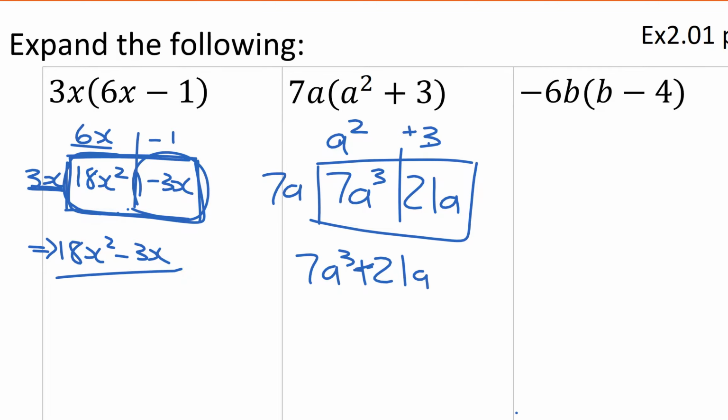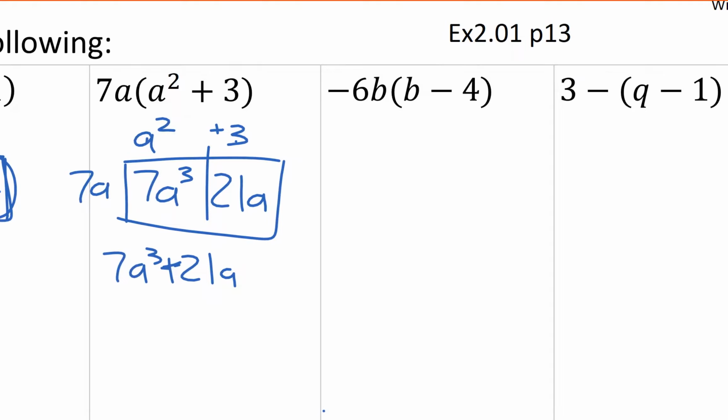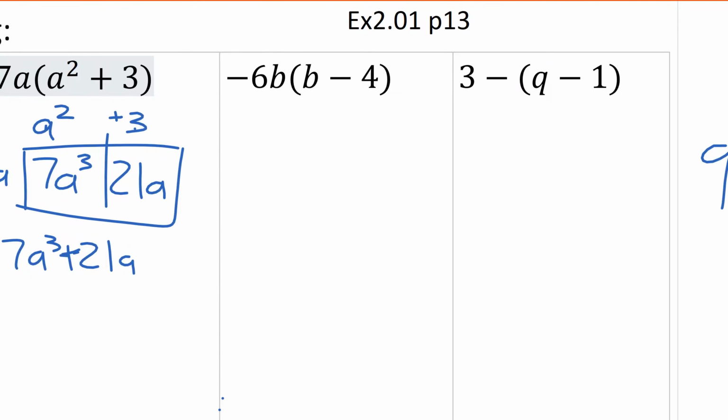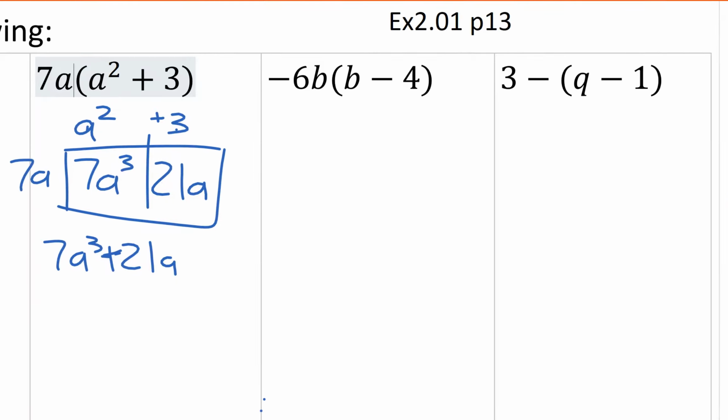Okay, the other one, the one that I learned when I was at high school, was the Kiwi method. Now it's exactly the same. Because what am I doing here for this one? I'm just going 7a times a squared, aren't I? And then what am I doing? 7a times 3.